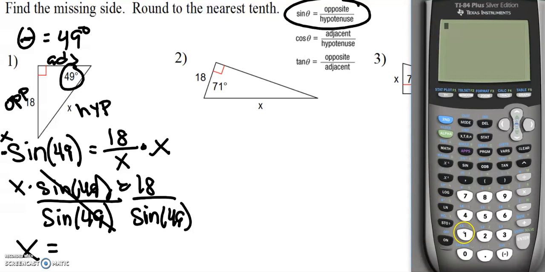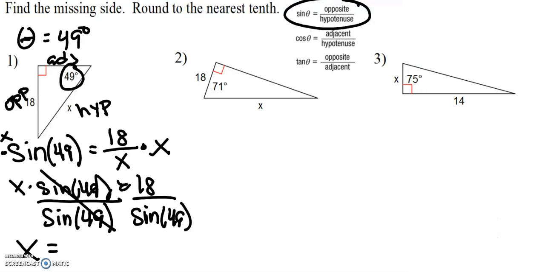Now all I have to do is put this in my calculator. 18 divided by sine. When I hit the sine button, notice it already has an open parenthesis for me because it knows I have to input something else. So sine of 49, I hit enter. Rounding to the nearest tenth, it's 23.9. So x is 23.9.